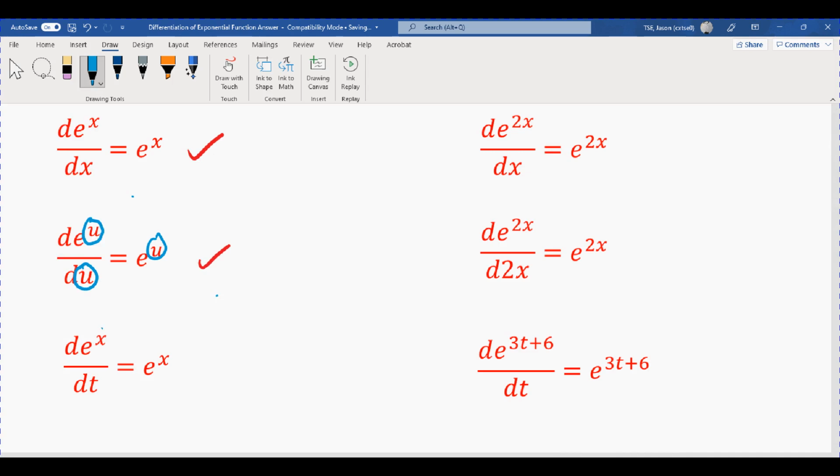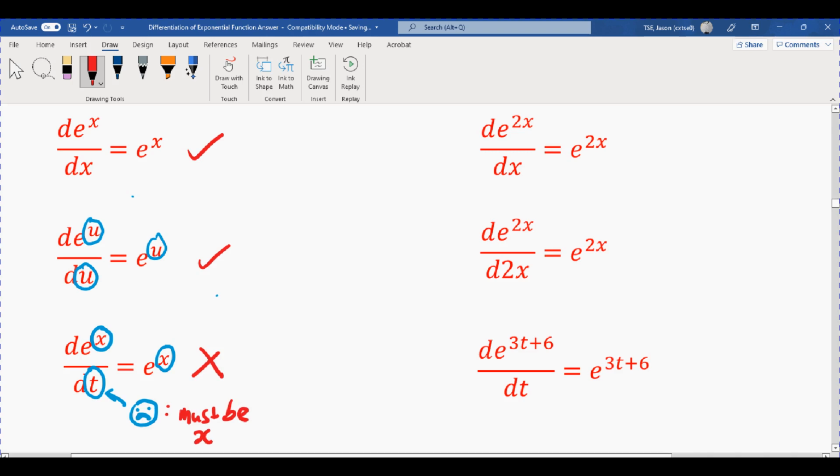Let's see. D to the power x. Oh, wait a minute. Is this x? No. Okay, no. It's not. Okay, so can you get the result? No, they must be the same. Okay, so this is wrong. The problem is that it must be x in this case. It can't be t, right?